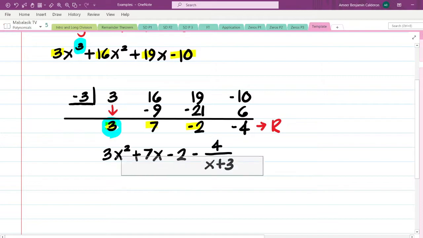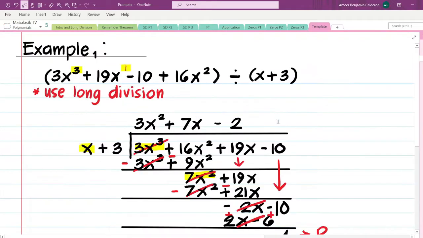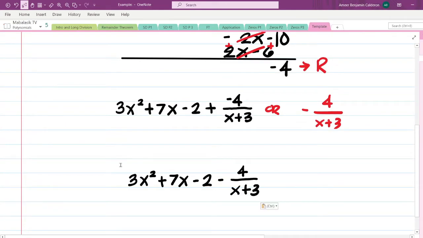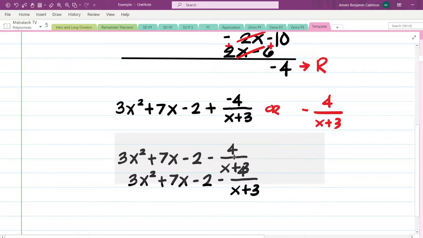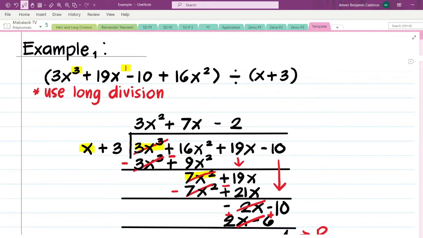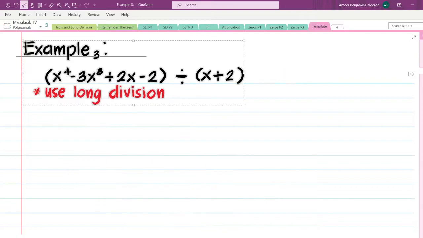If we compare our answers, we would know that this will produce the same answer right there. As you can see, we have the same answers. So this is our synthetic division. Let us now go to our third example.